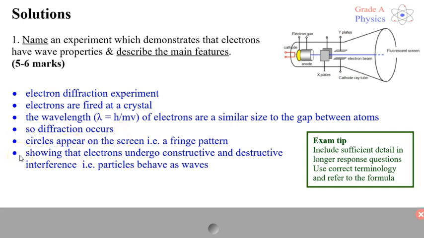What do we observe? We get this circular pattern on the screen, which is a fringe pattern, which shows constructive and destructive interference, which demonstrates that particles behave as waves.